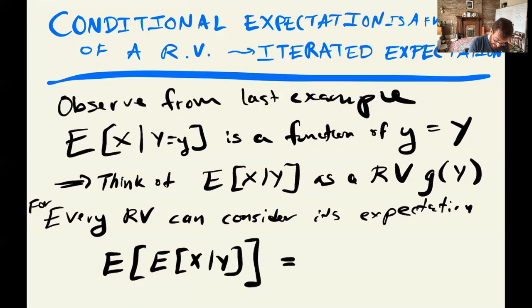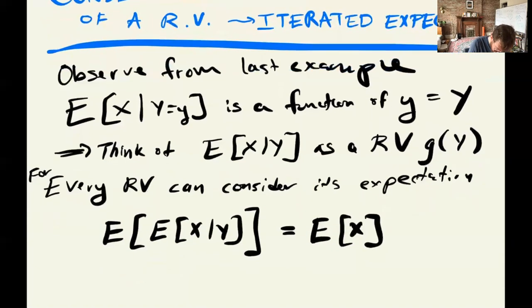It turns out that this ends up equaling the expectation of X. And so this right here is sort of an amazing fact. So this is a random variable. And now when you consider the expectation of this random variable, you end up getting the expectation of X itself. So this is an amazing formula.